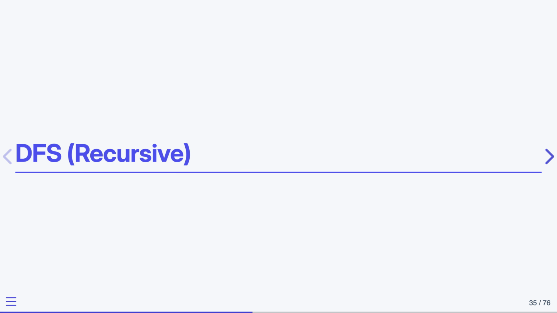Now we turn to depth-first search, the recursive version. Instead of a queue, it uses the call stack. It dives deep along one path before it spreads out.